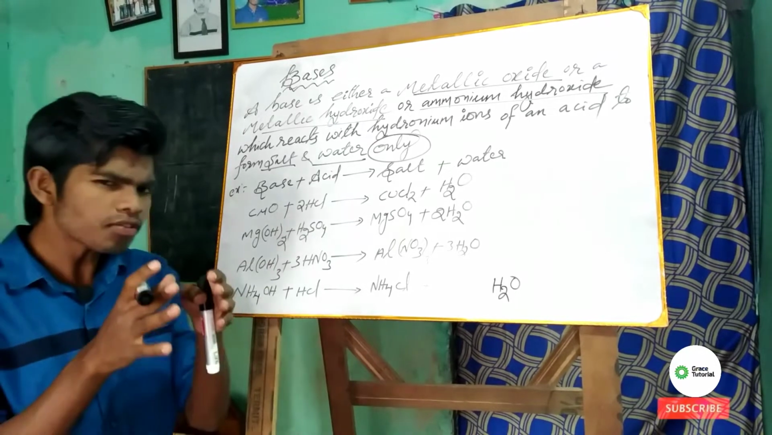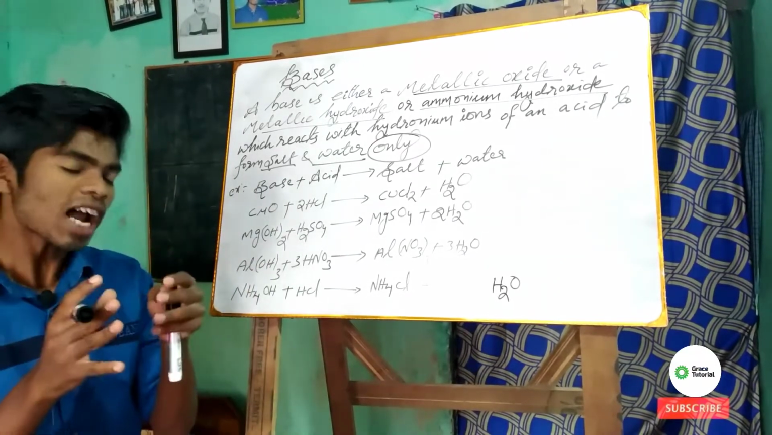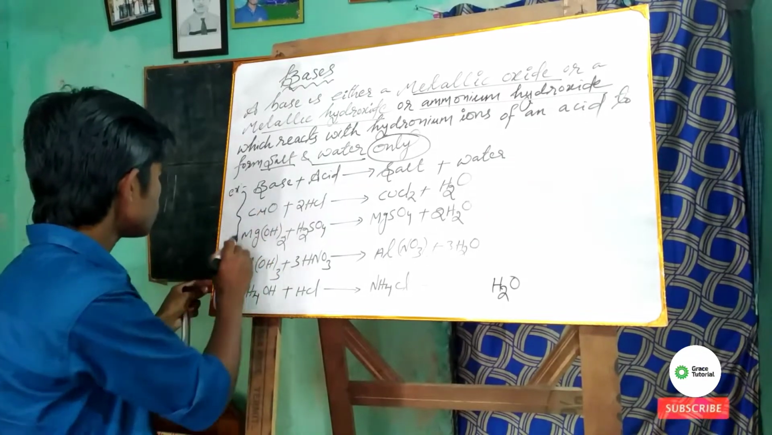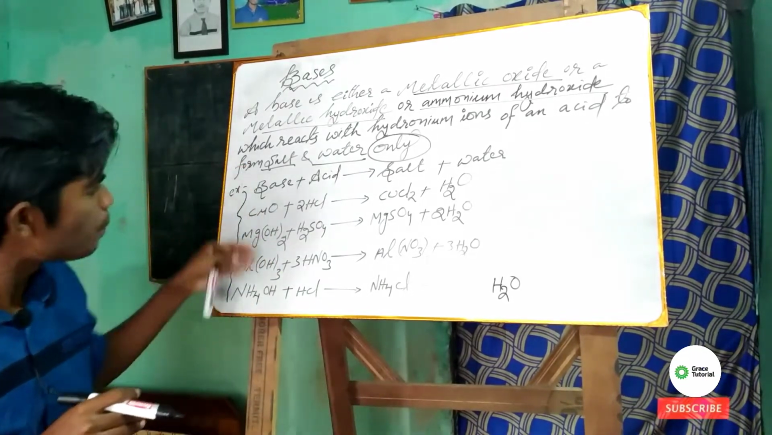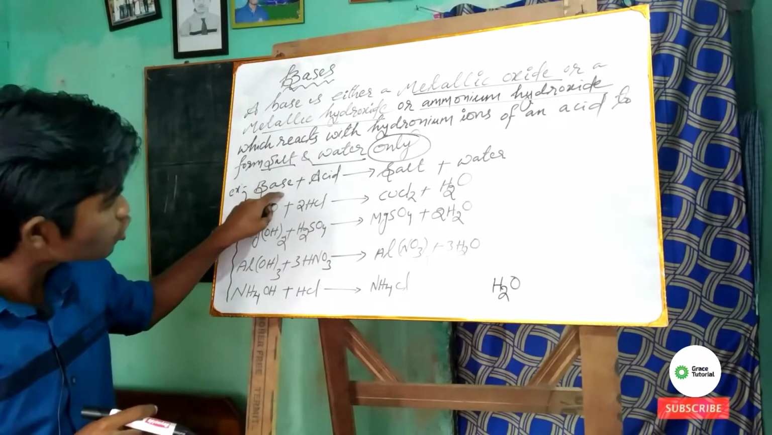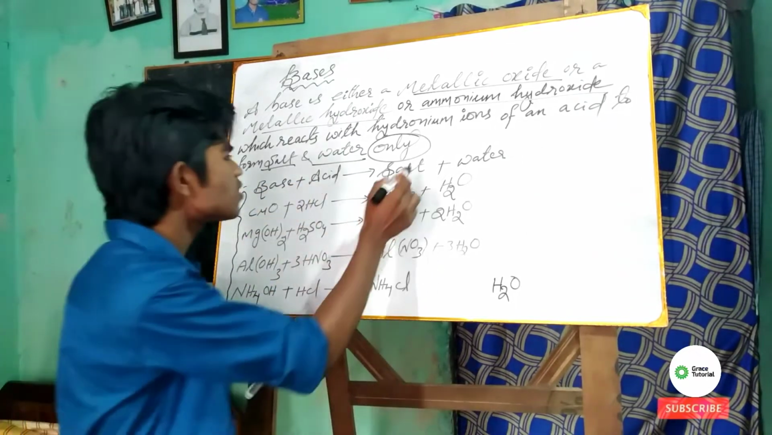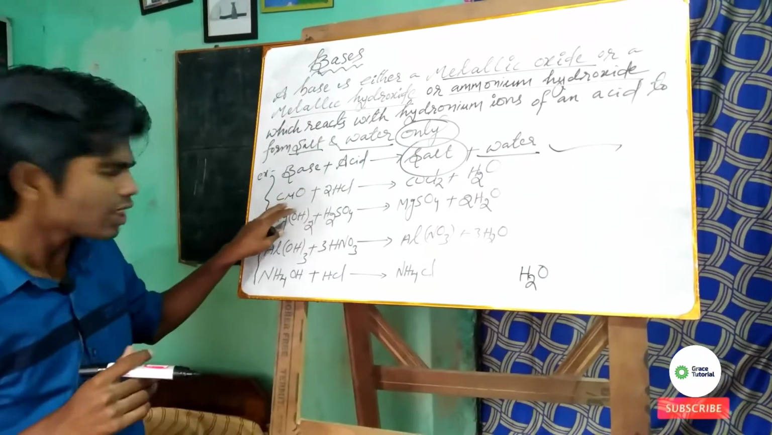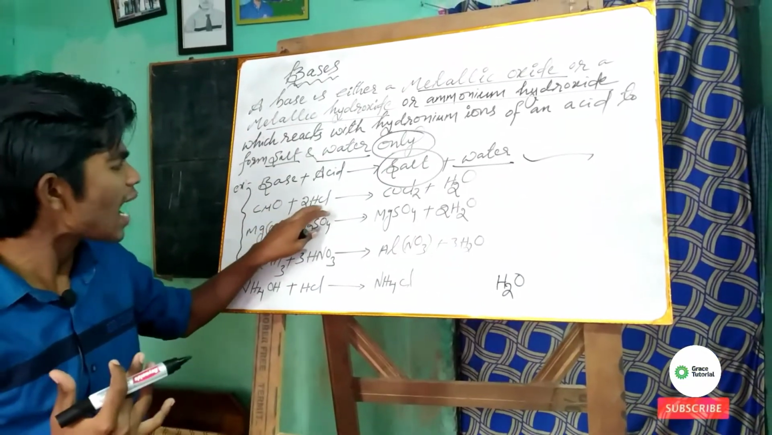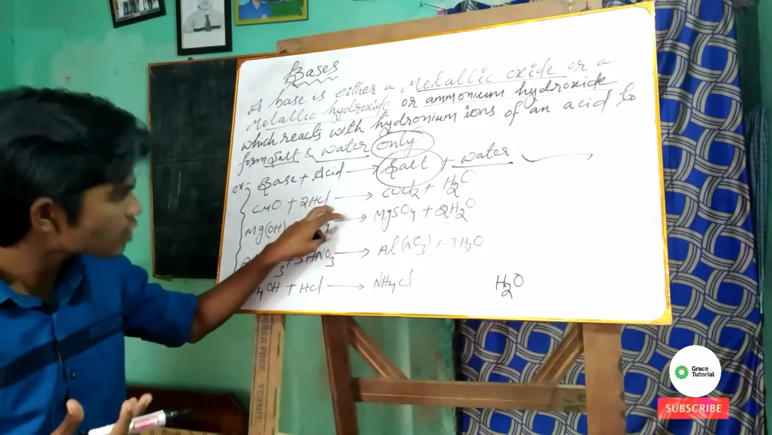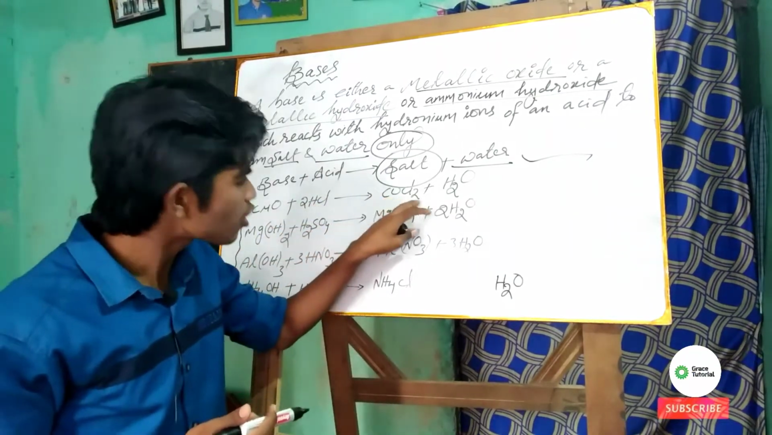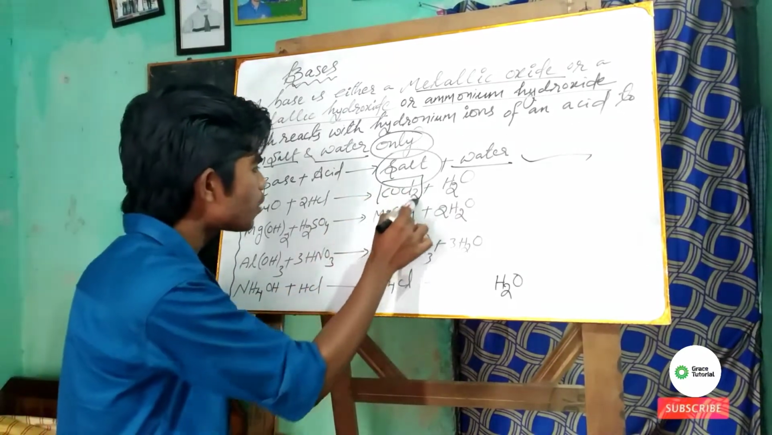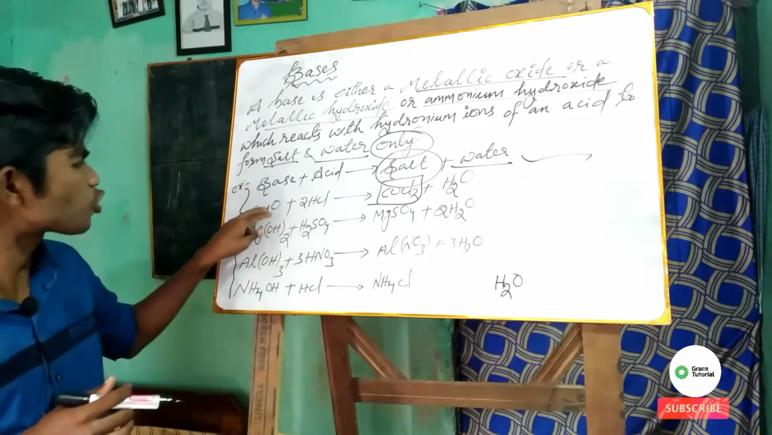Now let us see a few examples of the base so that you get it very clearly. Well, look here, we have various bases, and whenever a base reacts with an acid, a salt is formed along with the water. For example, when copper oxide reacts with hydrochloric acid or hydrogen chloride, then copper chloride is formed. But now we need to understand how this product is obtained from this reaction.